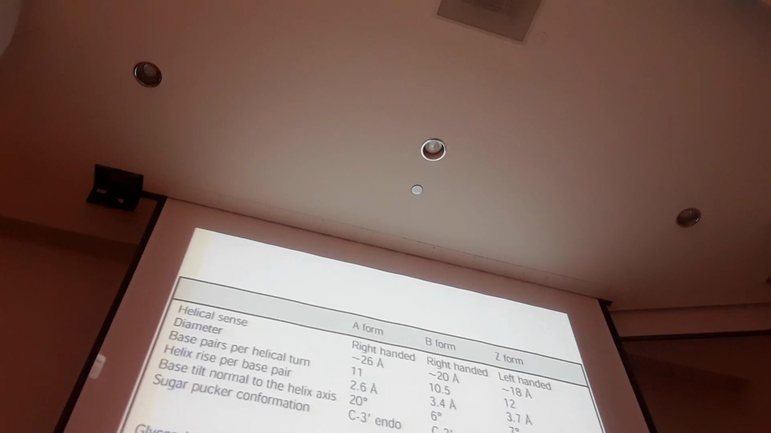Now it's quite different here if we look at the left-handed Z form. So we talked about the narrower diameter here and things like this. The tilt is comparable to the B form of 7%. Then look at the sugar pucker conformations. It depends actually on what type of nucleotide you're looking at, whether it's a pyrimidine-based or purine-based nucleotide. So it's C2' endo for pyrimidines and C3' endo for purines.